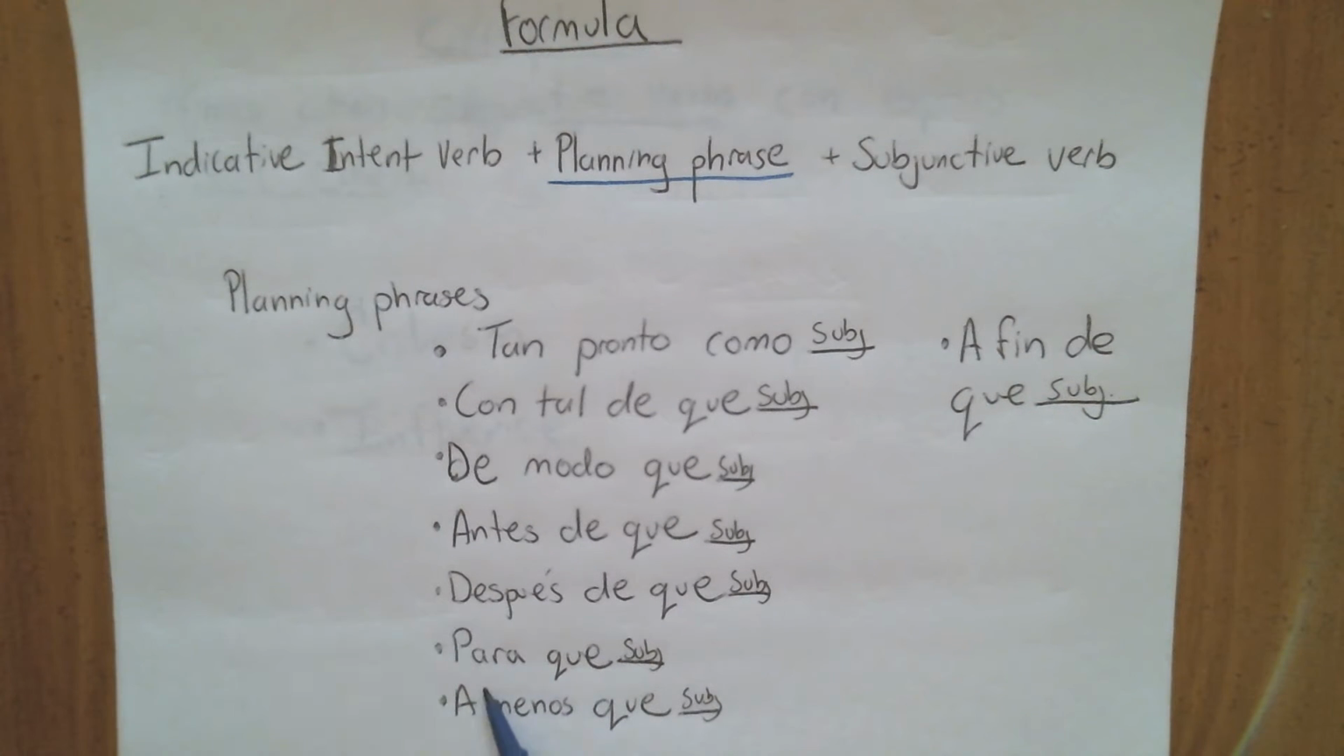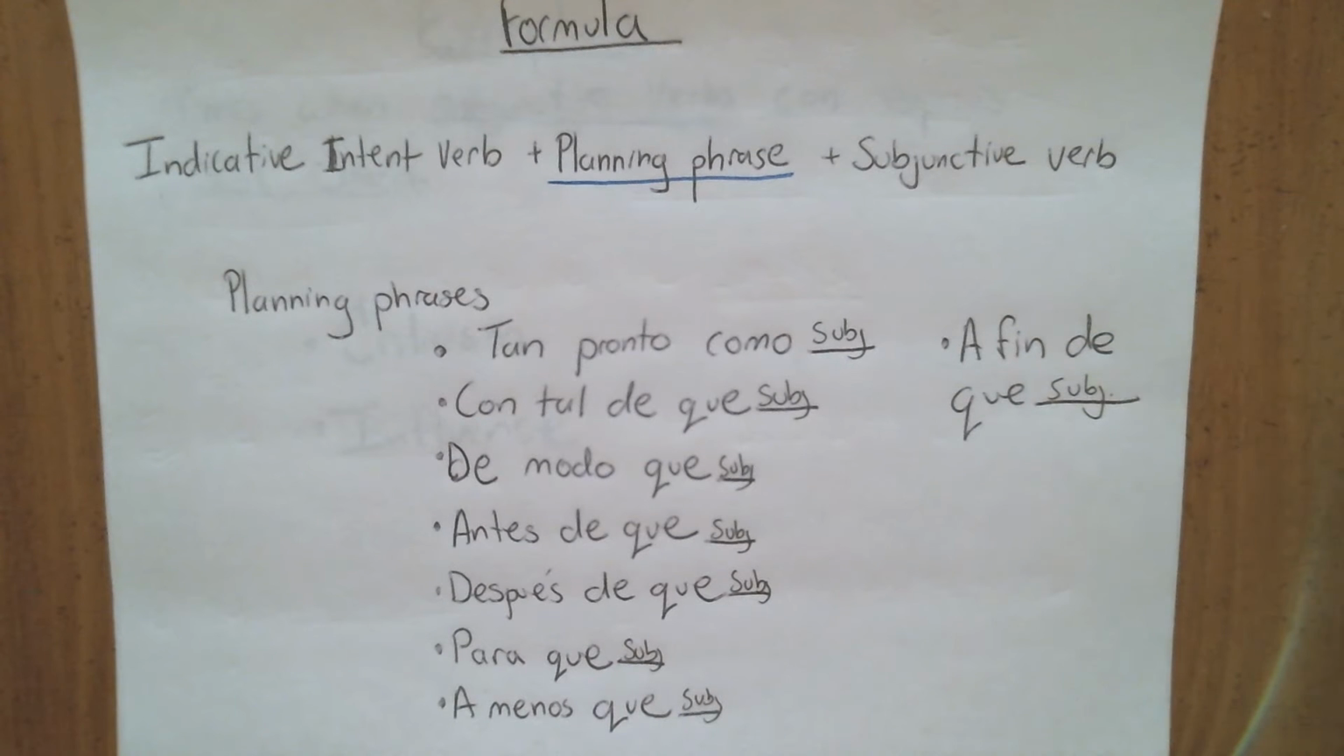Para que, in order that, or for the purpose that. We already went over an example of that. A menos que, unless. Unless he signs it, I won't send it. He hasn't actually signed it yet, but I expect him to sign it. And that's why I said unless. So that's why him signing it is going to be in the subjunctive because it's an expectation.